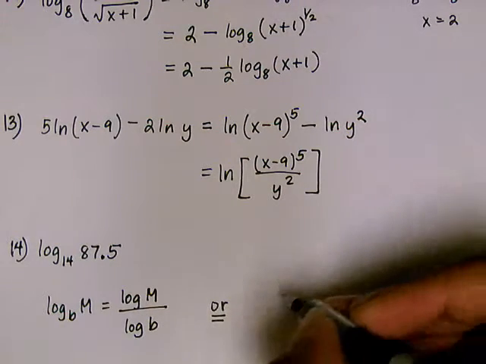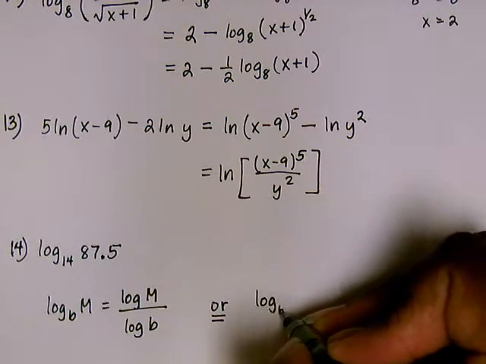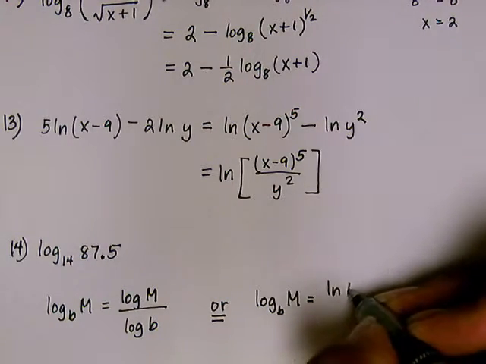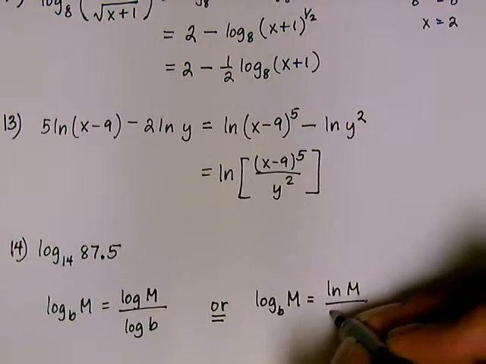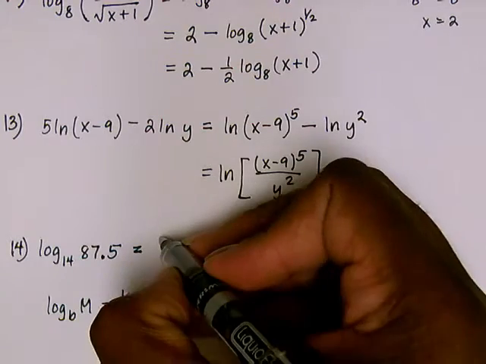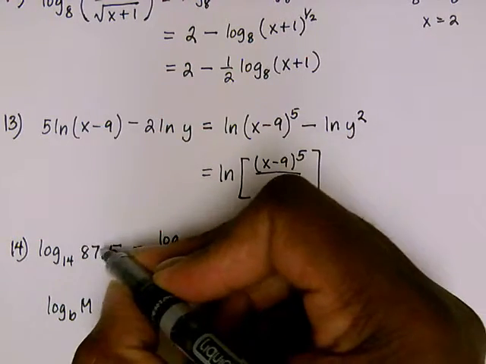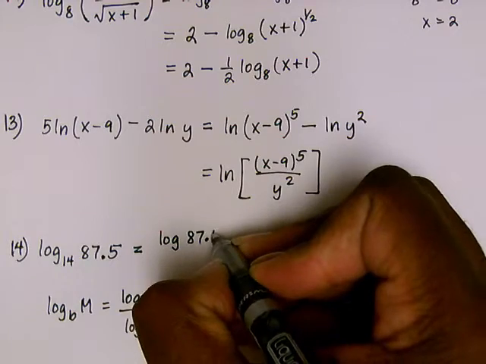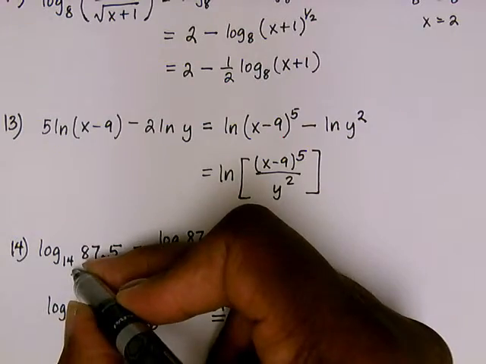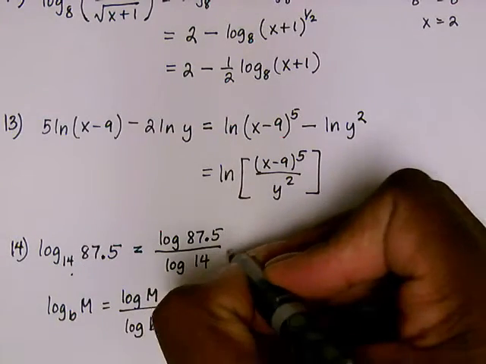Or you can use natural logarithms, where log to the base b of m is going to be ln of the argument m divided by ln of that subscript, which is b. Either way, you're going to get the same answer. I'm going to go ahead and use common logarithms here. So log to the base 14 of 87.5 will be this. The numerator is the log of what's immediately after that log, that's 87.5, divided by the log of the base here in this problem, that's going to be 14.